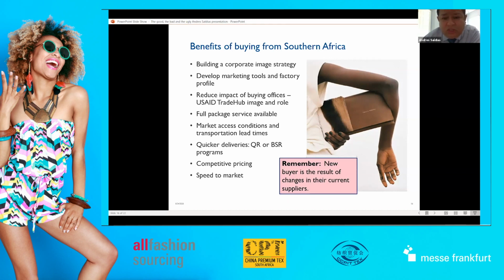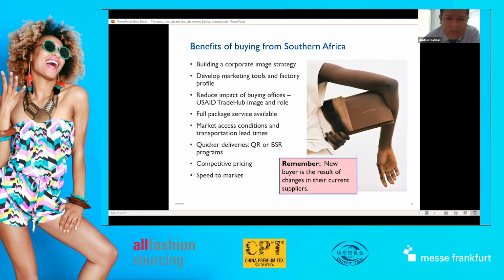I believe in the regional value chain. Again, I've seen wonderful factories in Tanzania, in Ethiopia, and of course in Southern Africa. There are companies already. Nevertheless, I only saw one very established textile mill in Lesotho. Market access conditions and transportation lead time, that's another sales pitch.